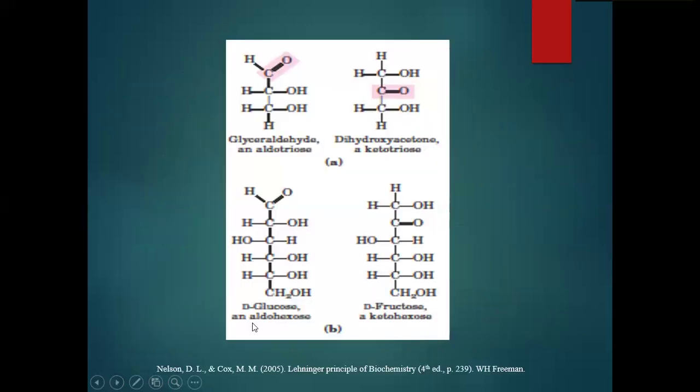From the diagram here, we see the structure of glyceraldehyde and dihydroxyacetone, which are the smallest members of the monosaccharide unit. Glyceraldehyde is an aldotriose sugar, while dihydroxyacetone is a ketotriose sugar. D-glucose is an aldose sugar, while D-fructose is a ketose sugar. And you can see their structures.